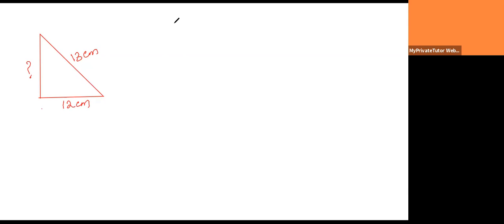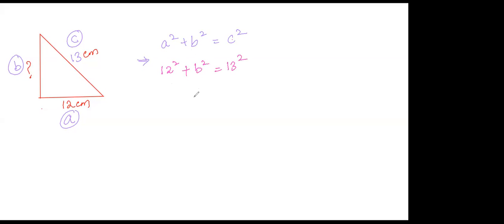Okay, so how to find the height of this triangle? So we know that we used to call this length A and this B, and the longest side is C. So what is the formula? A square plus B square equals C square. So what is A value, which is 12 square? What is B? We need to find B now. So C value is given, which is 13 square.